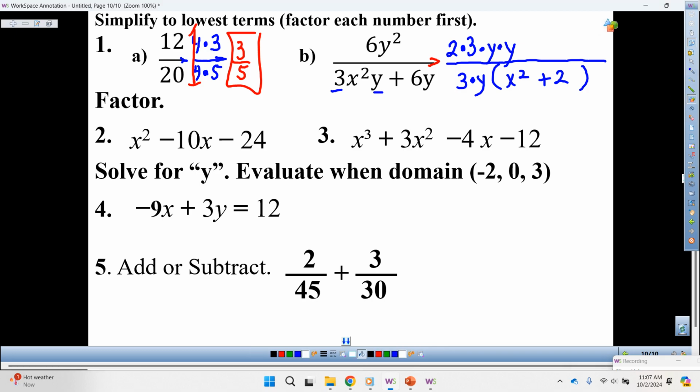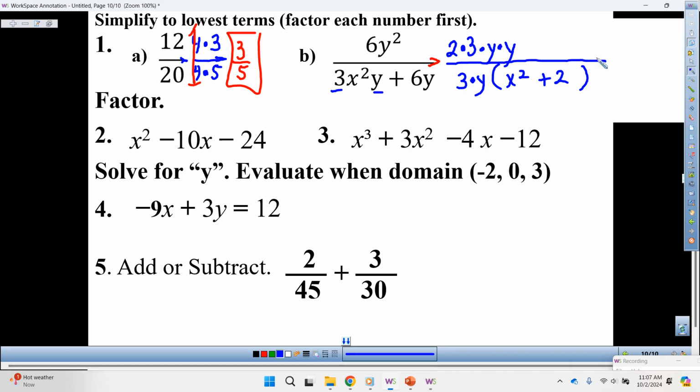Then you make some space here. Therefore, do you see any giant ones? Yes. What is 3 over 3? 1. What else? What is y over y? 1. What does that leave us in the numerator? The 2 and the what? So it's 2y. What do we have in the denominator? X squared plus 2. You can leave it in parentheses if you want, but I'm going to leave it like that.